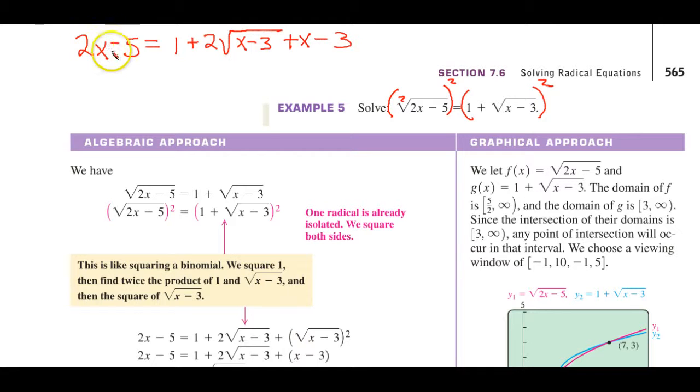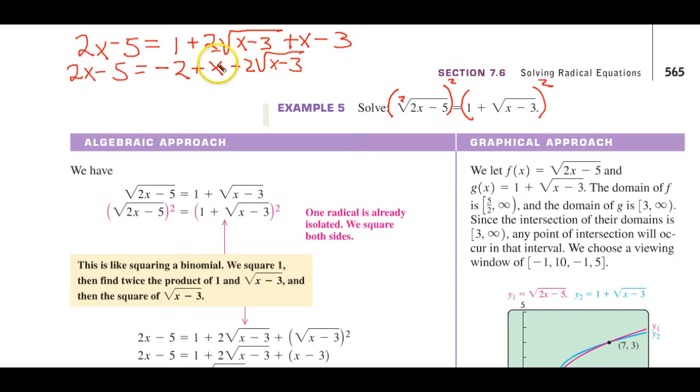Okay, so let's combine like terms here. Here we don't have a lot of like terms on this side. Here we have a 1 and a negative 3. This is going to give us a negative 2. It's going to give us a plus x. And then we have a plus 2 and this here, the square root of x minus 3.